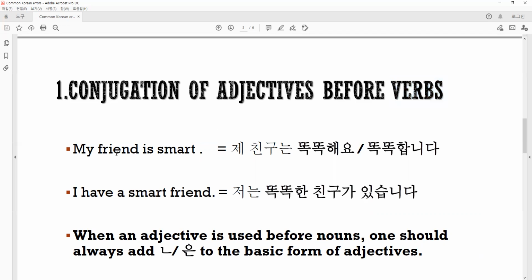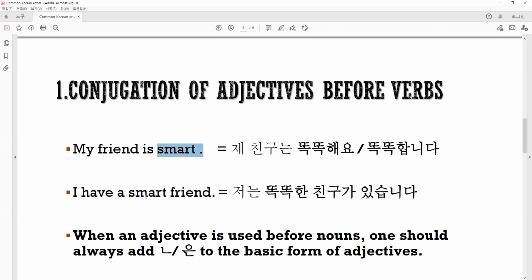Well, there are two sentences here. My friend is smart, and I have a smart friend. When you make this sentence in English, there's no difference, right? Smart, smart. So there's nothing changed in the adjective smart. You can use smart regardless of the position in the sentence, whether it's at the end of the sentence or in the middle of the sentence. It doesn't matter. You just use the adjective smart.